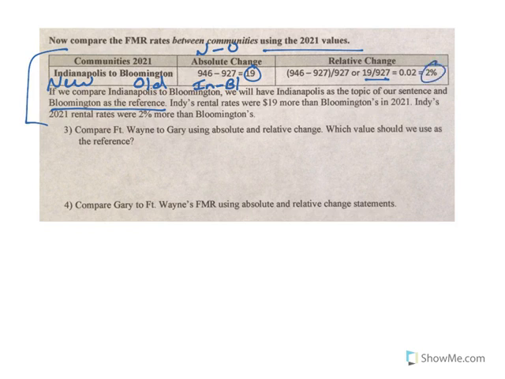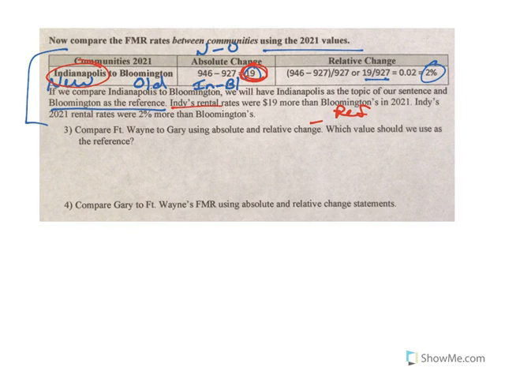So what does that mean? Well, whatever is new is what we talk about first. So Indianapolis rental rates were $19, right? There's the absolute change, more than Bloomington, because Bloomington was the reference in 2021. What does that mean? Well, that's 2%. Indianapolis's rental rates were 2% more than Bloomington.